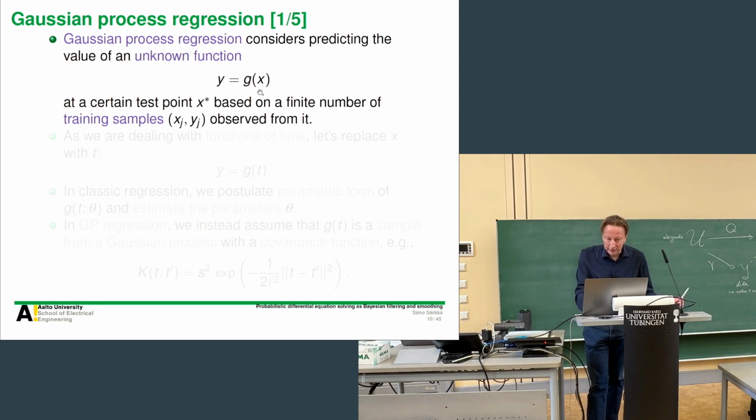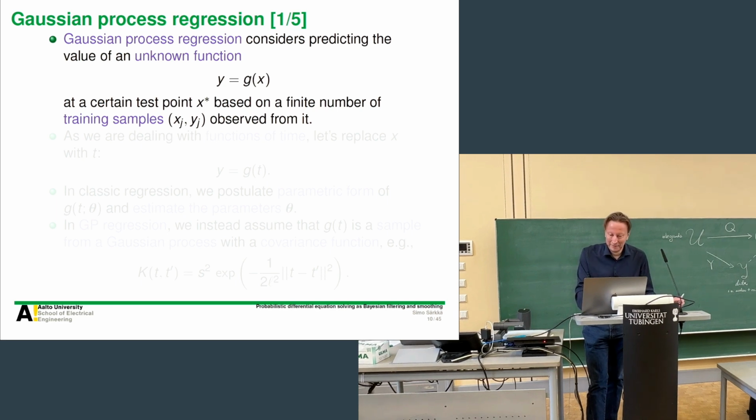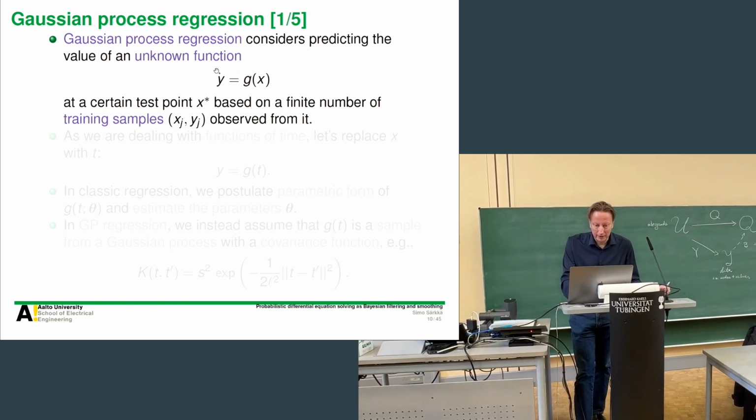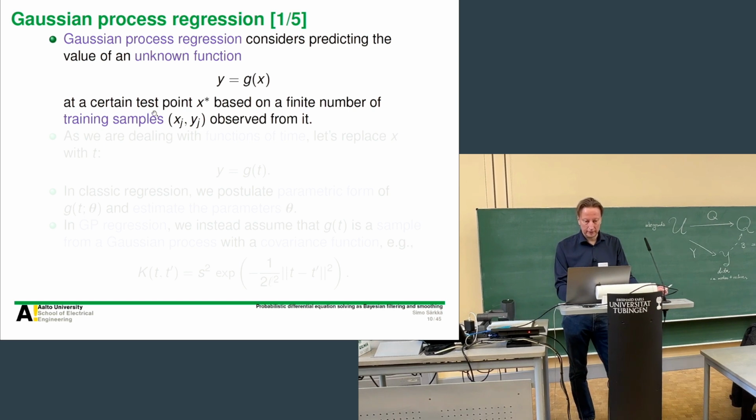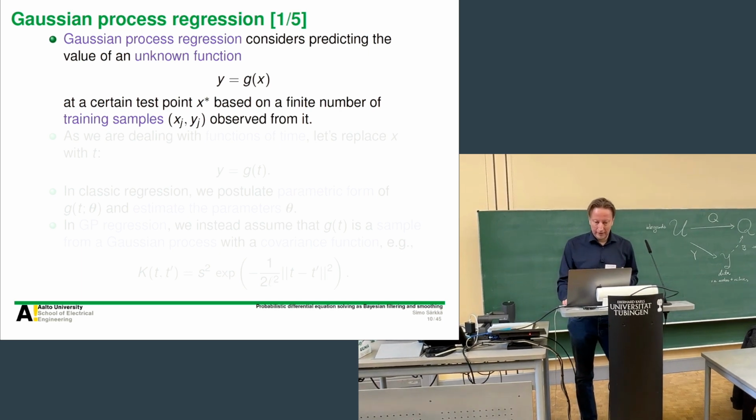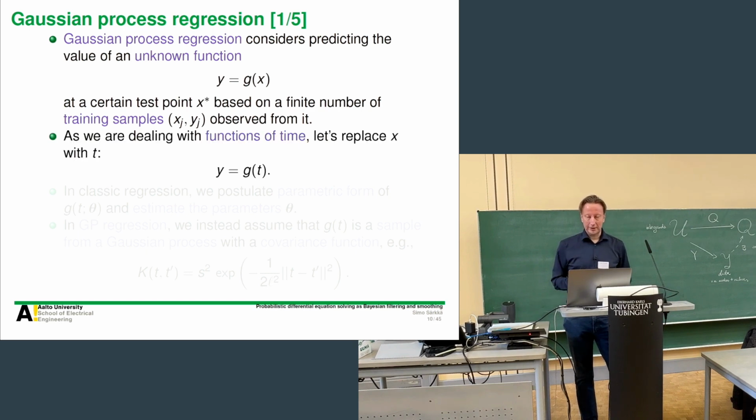So my Gaussian process is going to be the function G, for Gaussian. And then we can think about unknown functions like y is equal to G of X. In Gaussian process regression, we have a certain set of training points x_j, y_j, which are pairs of inputs and outputs observed from it. But because I've been overloading x too much, and we are going to think about temporal processes, let's call this x as t instead.